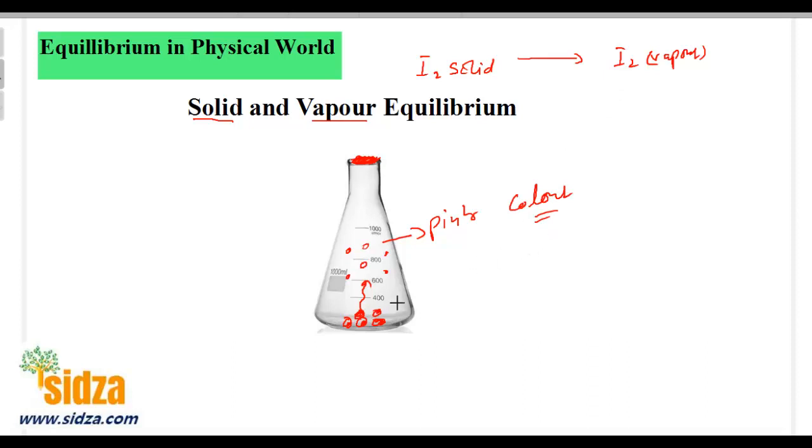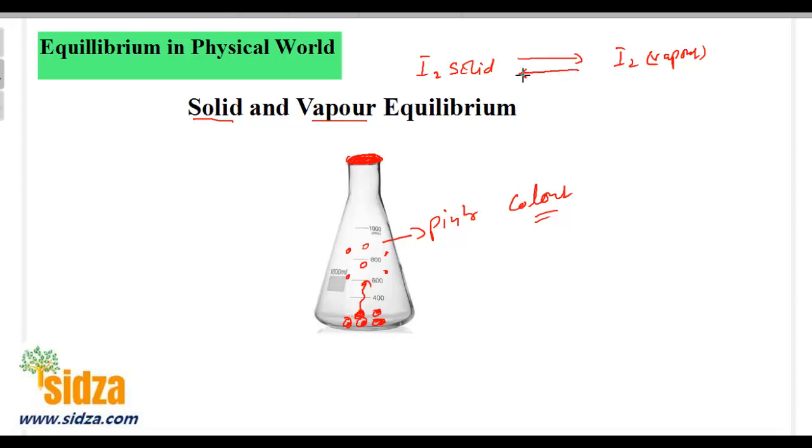And this pink color, the intensity of the pink color, you will see that it will keep on increasing. But what happens here, since this is an equilibrium process, iodine from the solid state goes to the vapor state, and if you keep it a closed system, if you have a completely closed system, the iodine doesn't escape into the atmosphere, then you can have an equilibrium here.